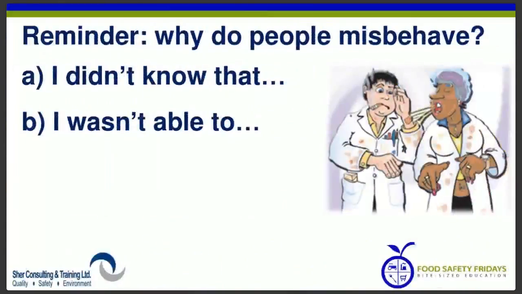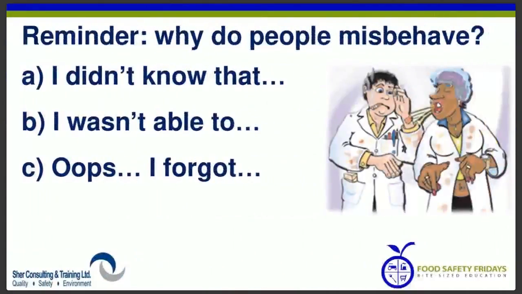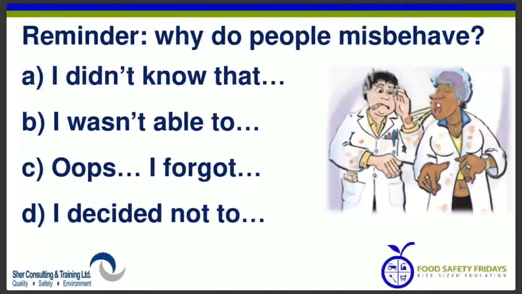B, I wasn't able to. I didn't have the ability or the capability. And A and B together build what we call competence. C, oops, I forgot. And we'll be talking about that in a minute. Sometimes people are totally competent, but a specific task they were supposed to do just slipped their mind. And finally, I decided not to.